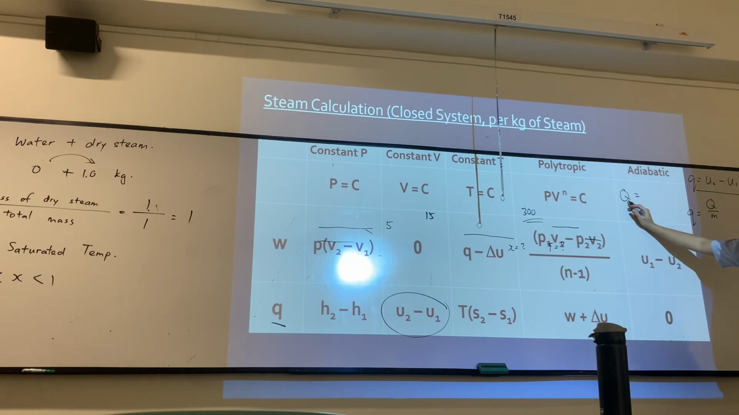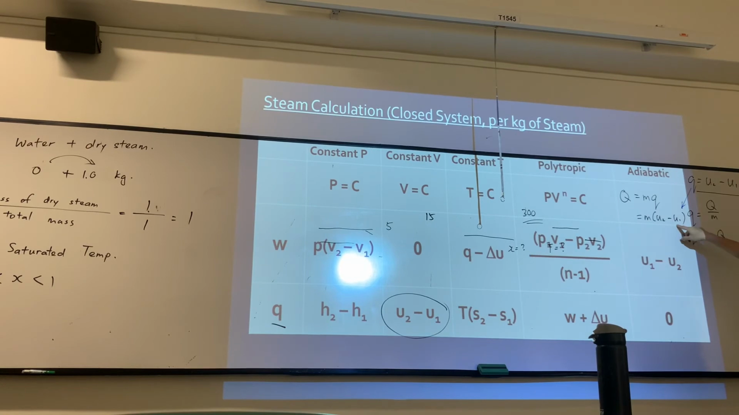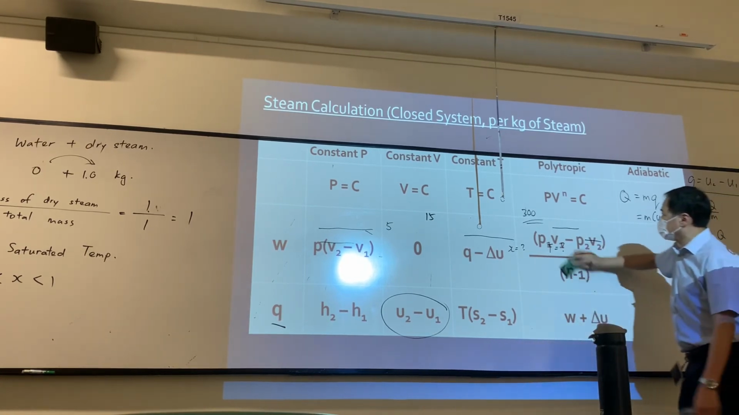Now we want to find capital Q. So it is equal to m times q, which is equal to m times U2 minus U1. Meaning to say, to find this answer, we need to find U2 and U1. So how to find them? Step by step. Let me show you the steps.